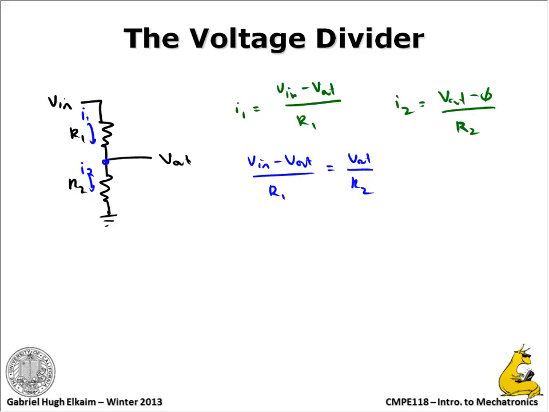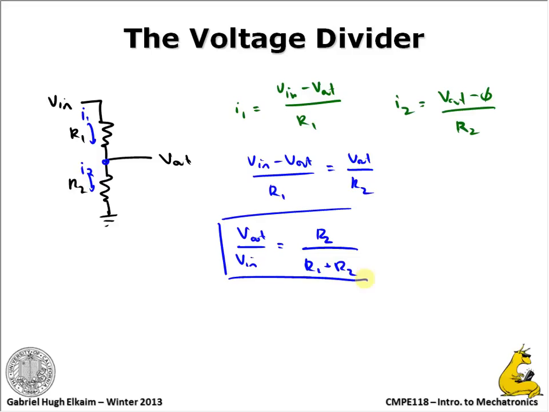And if I rearrange a few things here, cross multiply, move things around, I get V out over VIN is equal to R2 over R1 plus R2. So this is the voltage divider equation. Right? We use this all the time.